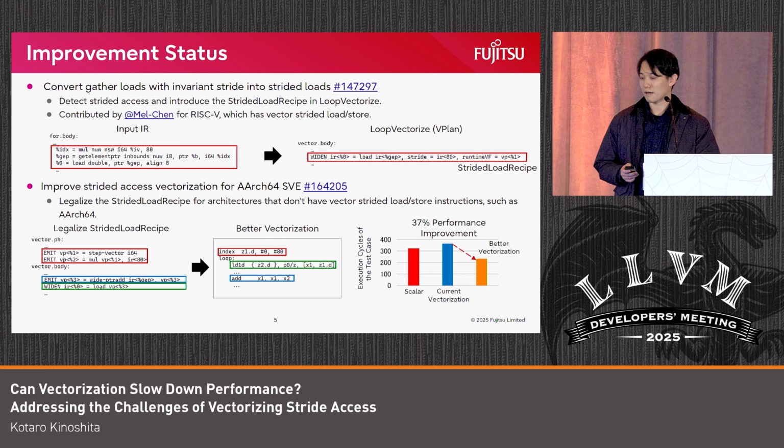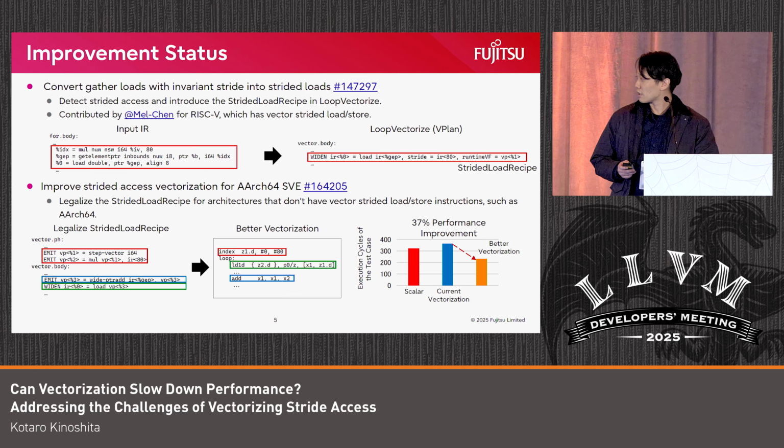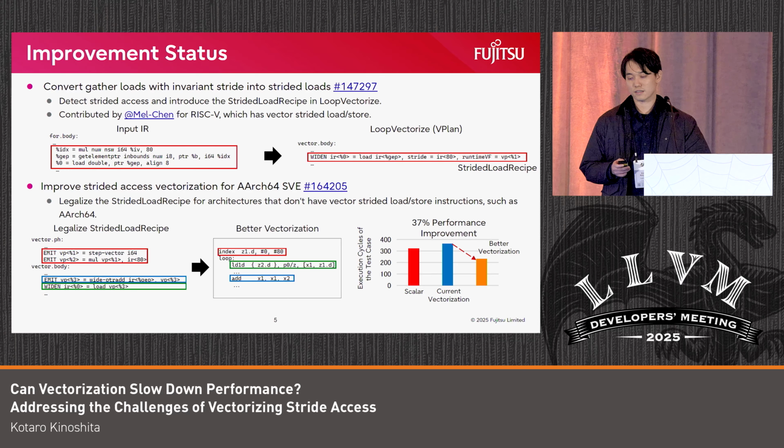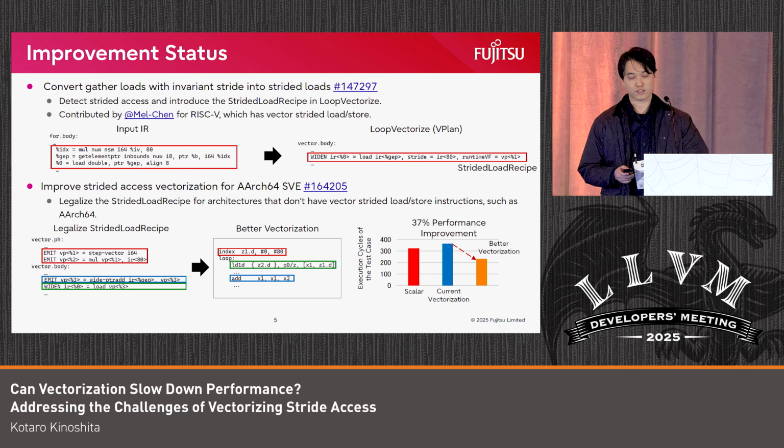In fact, for the test case from the introduction, our patch improves performance by 37% compared to current vectorization.